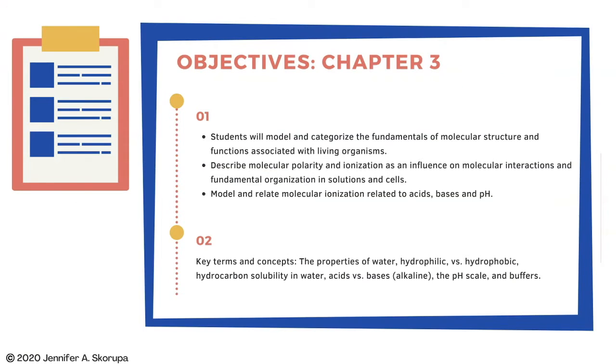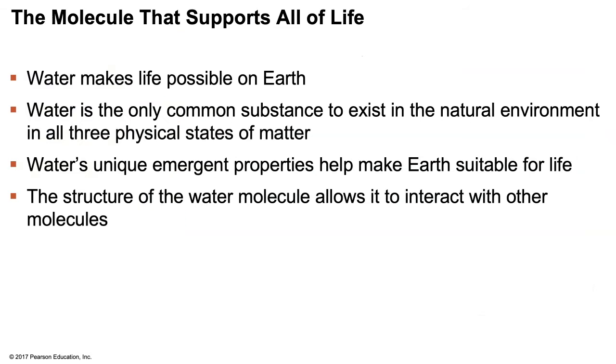For this chapter's objectives, students will model and categorize the fundamentals of molecular structure and functions associated with living organisms. In particular, students will describe molecular polarity and ionization as an influence on molecular interactions and fundamental organization in solutions and cells. And students will model and relate molecular ionization related to acids, bases, and pH.